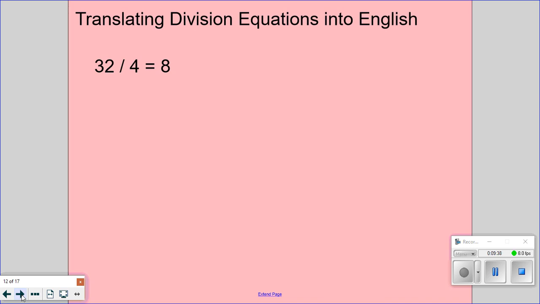So let's practice translating into English. Draw a line in your notebook. Give it a subtitle, Translating Division Equations into English, because we're going to need practice at that. Because once we know it in English, we can easily do it. And then you're going to write 32 divided by 4 equals 8. If you would rather put in the division symbol that looks like that, that's fine. But remember, I don't have that button on my computer.